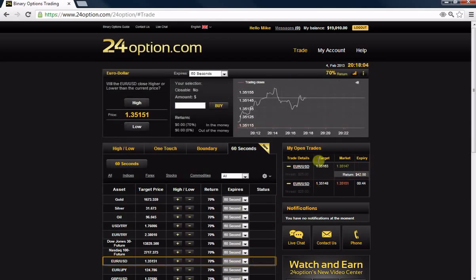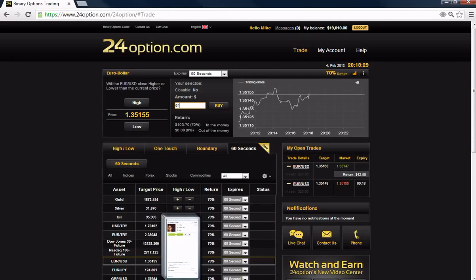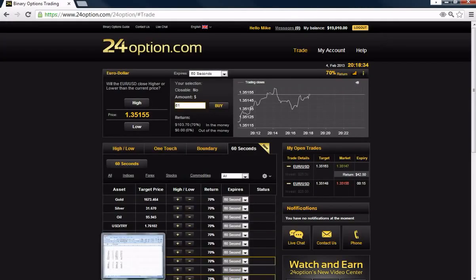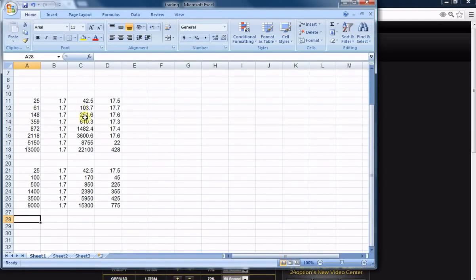Okay, and here we see the status of the previous trade where we won $42.50. The price we're currently at is 1.35148, 1.35152. Looks like it's hovering around there, but it could change in the next 30 seconds. So we're going to prepare the next trade just in case we lose. That trade is going to be $61, which means we're also going to profit on a 70% return.